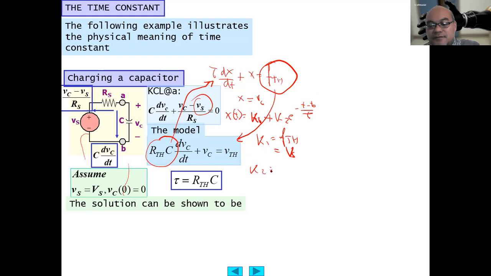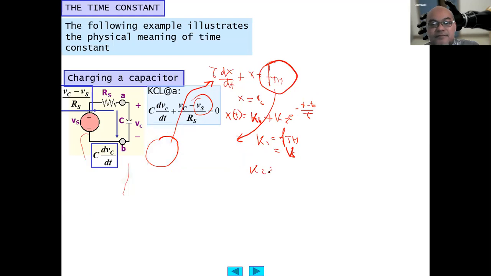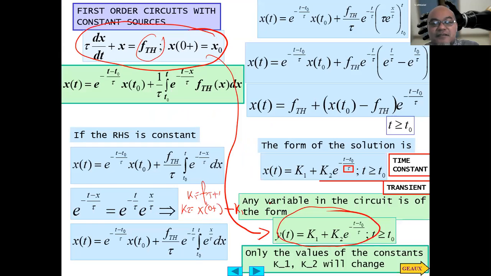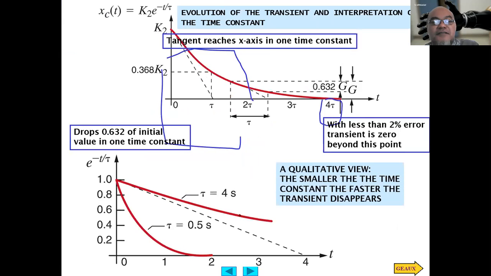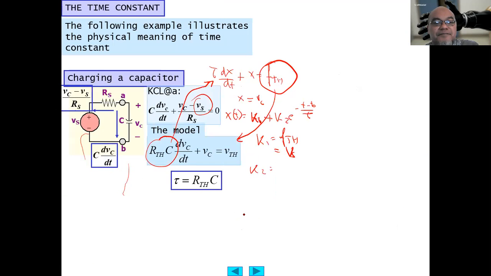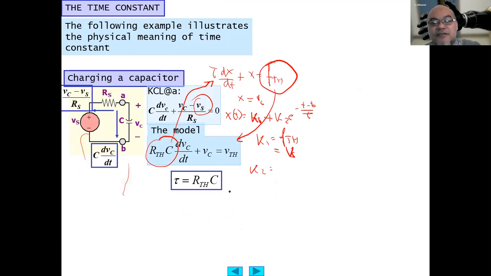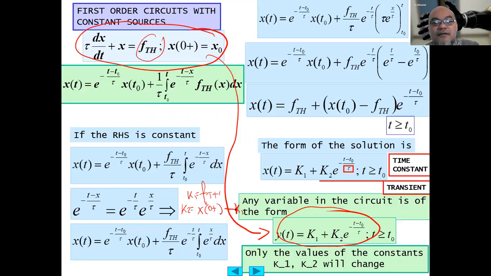K2 equals, let's see again. Sorry, coming back and forth. K2 here, what is it? It equals the initial value. So not the initial value only: K2 equals the initial value minus K1. This is K2, and this is K1.